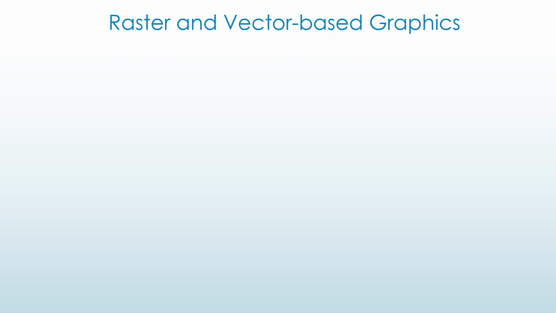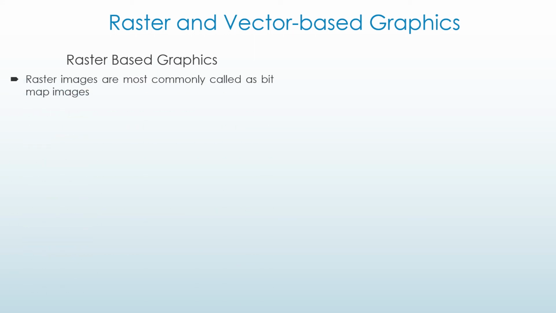The next part is raster and vector based graphics. Before that, let us learn what is this raster. Raster is also called a bit image or bitmap. It's also called a bit image or a bitmap image. So what is this bit image or bitmap image actually?